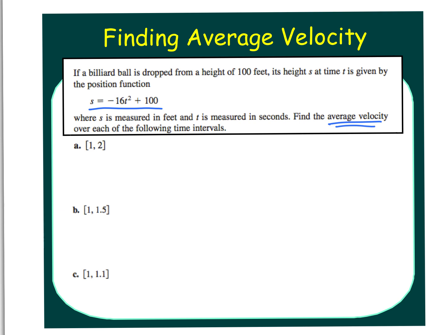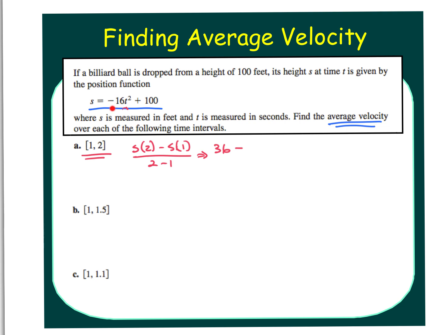Okay, is everybody good there? If I have the interval from 1 to 2, what I'm finding is the average velocity, so it's the algebra slope: s of 2 minus s of 1 over 2 minus 1. Do you see how we were just doing algebra slope here? Cool. Now we're going to substitute in 2. 2 squared is how much? 4. 4 times negative 16 is negative 64, plus 100 is 36. And then minus, now I substitute in 1. 1 squared is what?